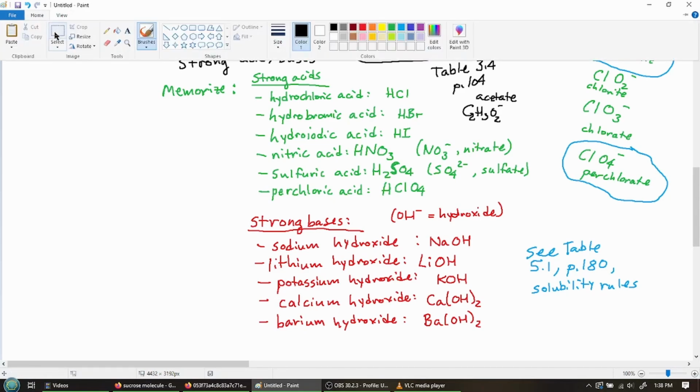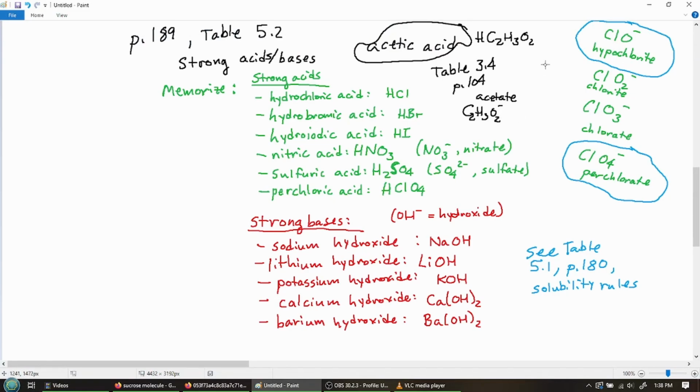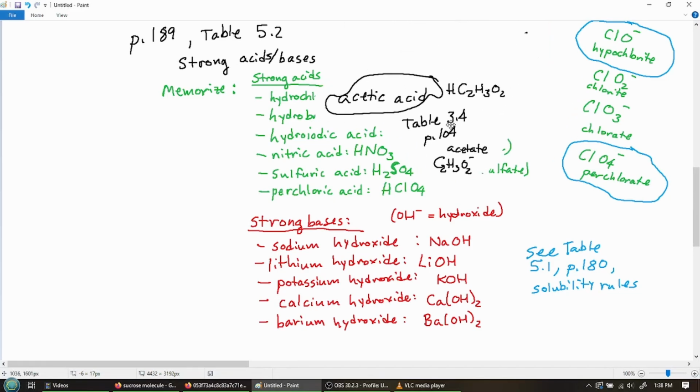Well, I don't see it in our table. So what I'm going to say is this is probably going to be a weak acid. And indeed, if we were to look at table 5.2 on page 189, the one that lists the acids and bases, we would see in that case that this is indeed a weak acid. Okay, so let me take this.